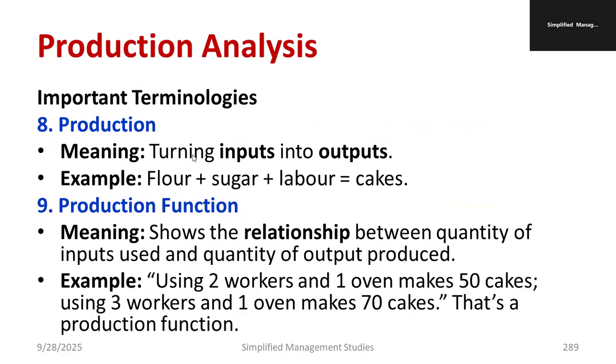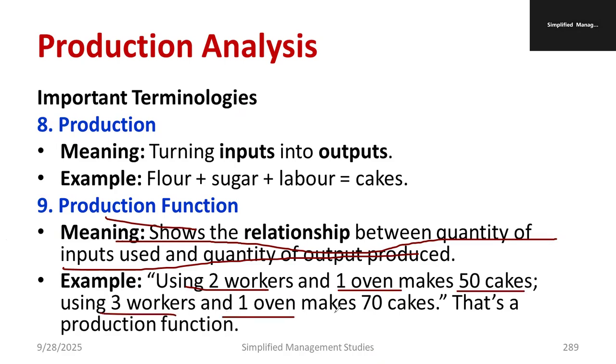What is production? Turning the input into output. Example: flour plus sugar plus labor produces the cake. These are the inputs, the cake is the output. Similarly, the production function shows the relationship between the quantity of inputs used and the quantity of output produced. Using 2 workers, one oven makes 50 cakes. Using 3 workers, one oven makes 70 cakes. That is a production function. So that point you have to remember.